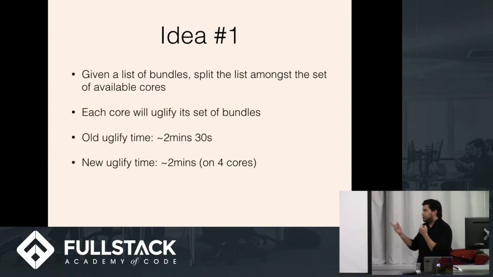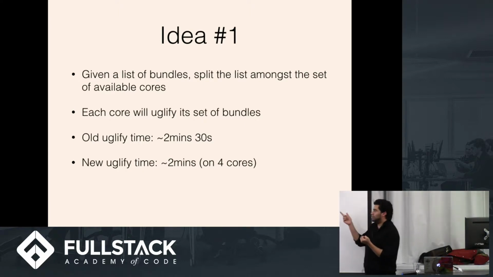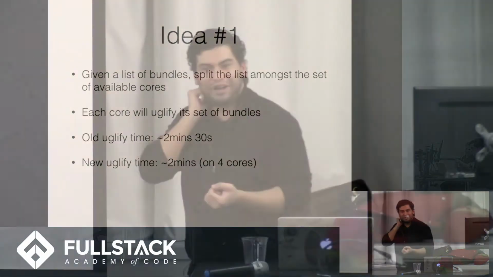The old uglification time, again, before this optimization was 2 minutes and 30 seconds. With this optimization of using multiple cores, it went down to 2 minutes. And we were just like, wait, that's not fast. It's parallel. It's supposed to be super fast. And so we were a bit disappointed by that.